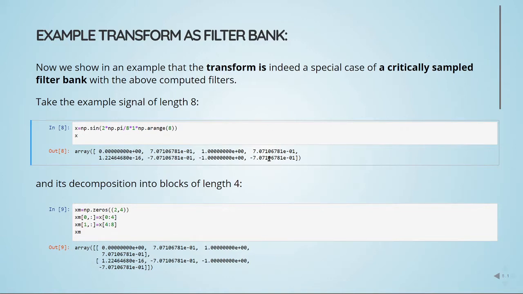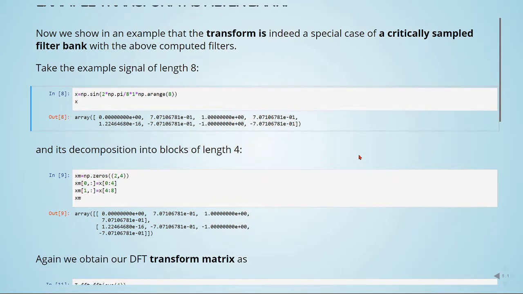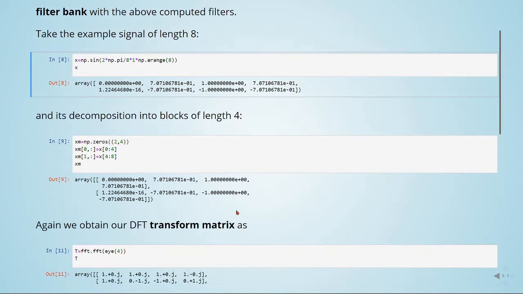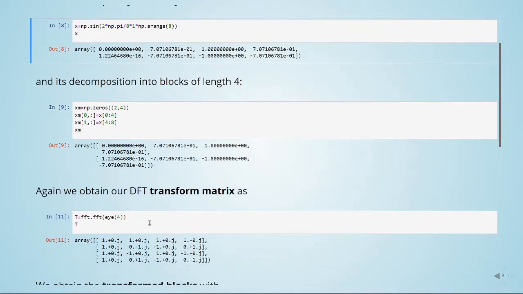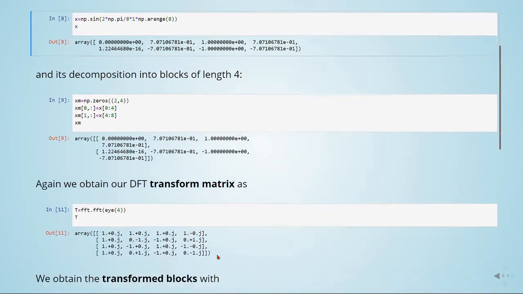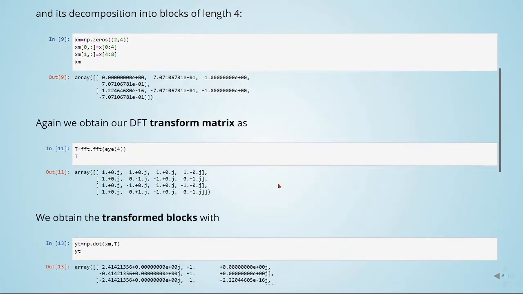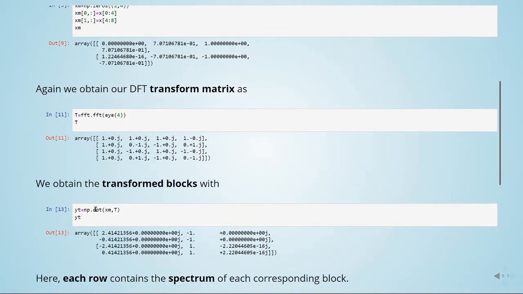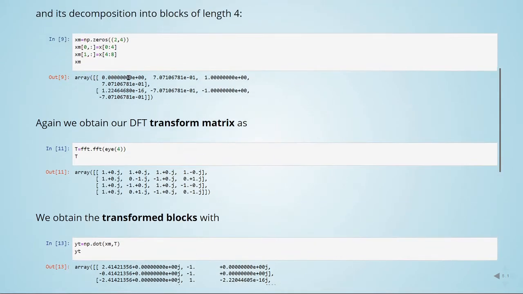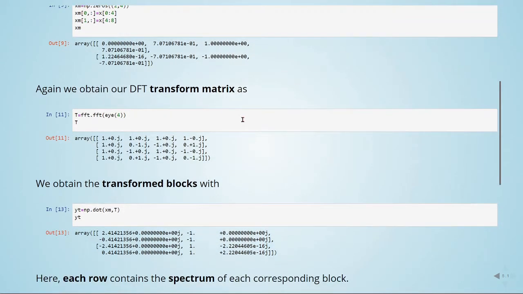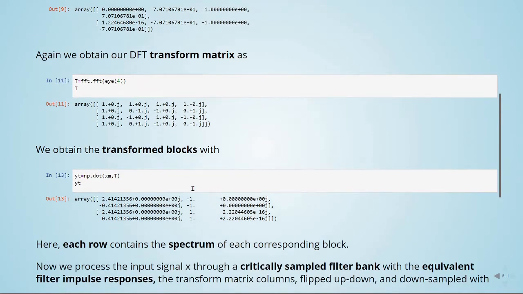We have this array here, and then we do its decomposition into blocks of length 4 by using this convenient Python NumPy indexing. So we have here decomposition into blocks of length 4. Again, we obtain our DFT transform matrix using the FFT and I, and we obtain the transform blocks with this dot multiplication of our decomposition into blocks of length 4 and our transform matrix. And this is the result y of t.